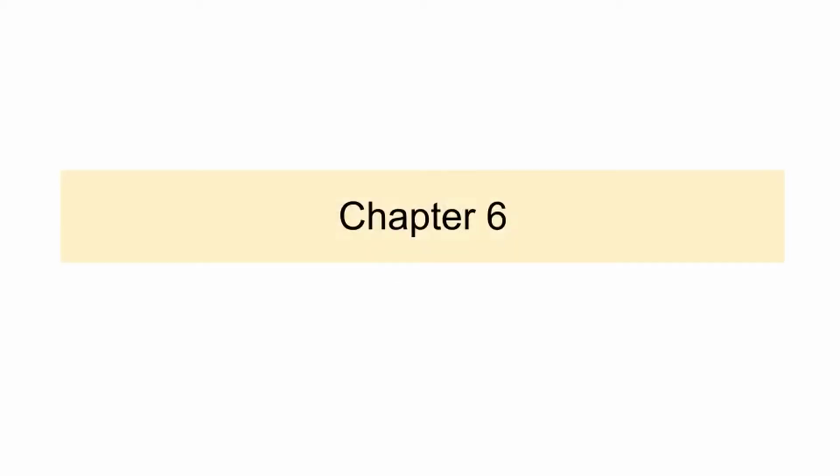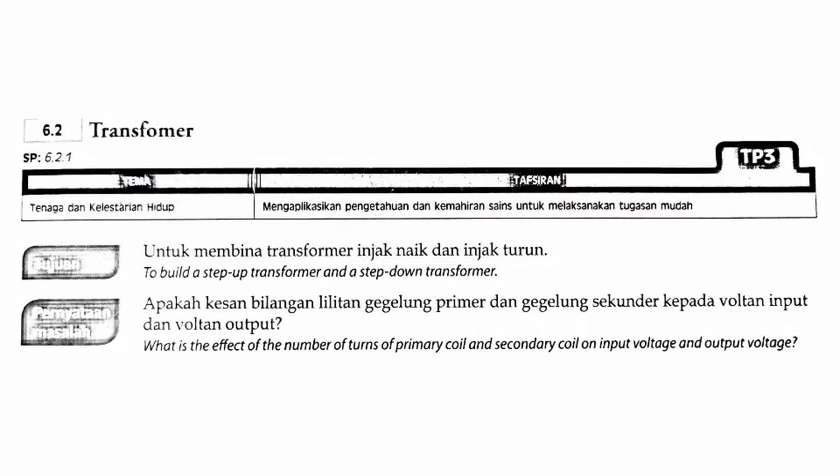Science Process Skill, Form 3. Chapter 6. Aim: to build a step-up transformer and a step-down transformer. Problem statement: what is the effect of the number of turns of primary coil and secondary coil on input voltage and output voltage?